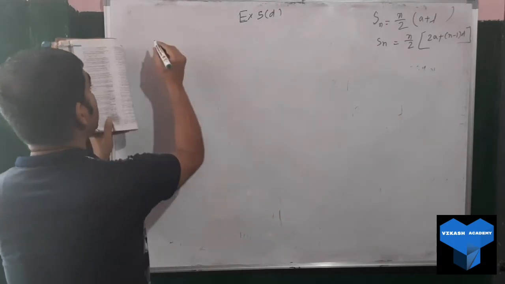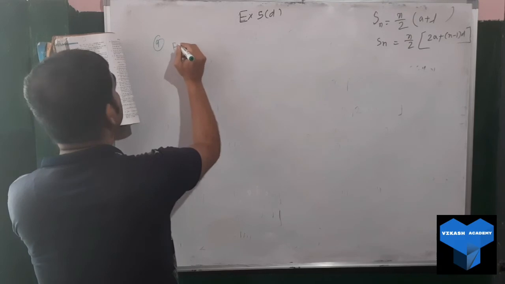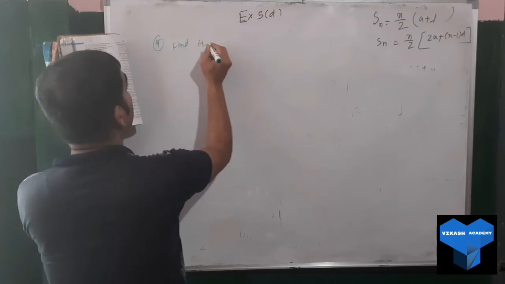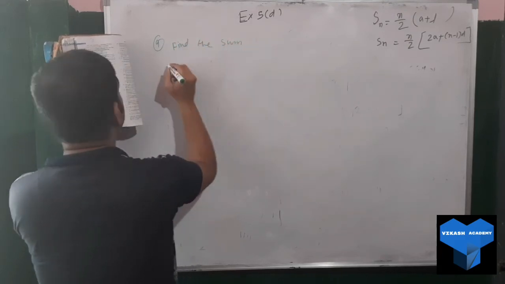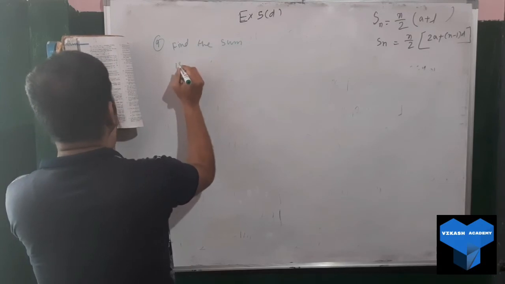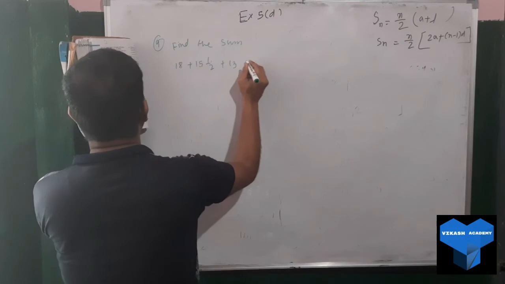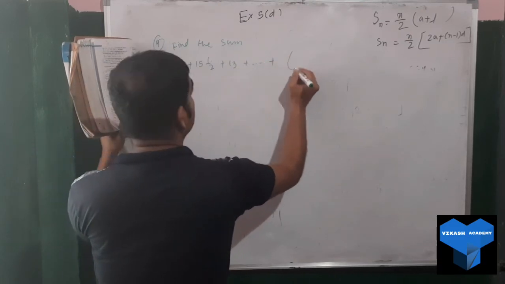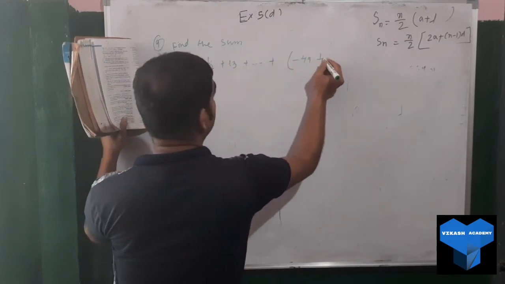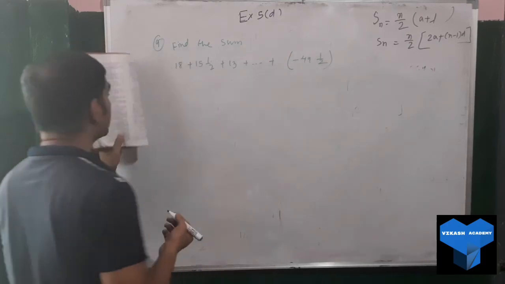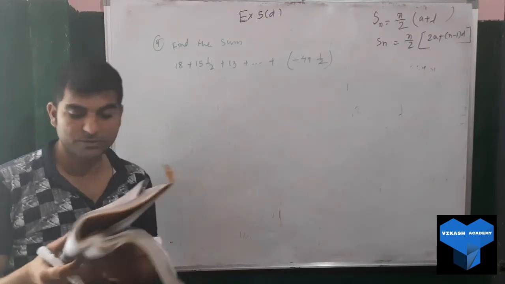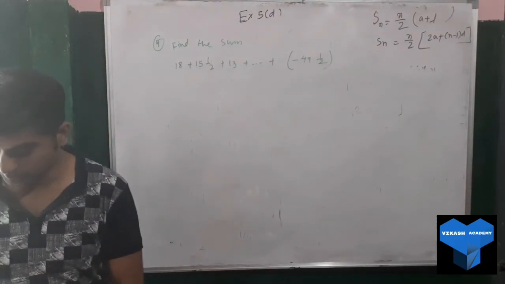Question number 9 we have here. Find the sum. The series is given: 18 plus 15 and a half, then 13 plus dot dot dot plus (minus 49 and a half). This question is important because it came in CBSE 2013. So let us try this one.